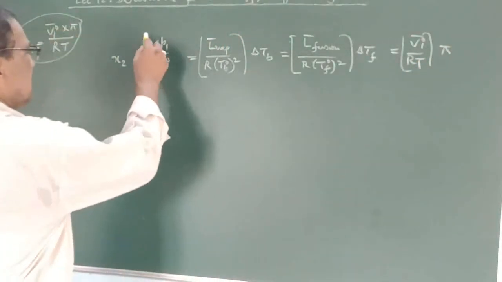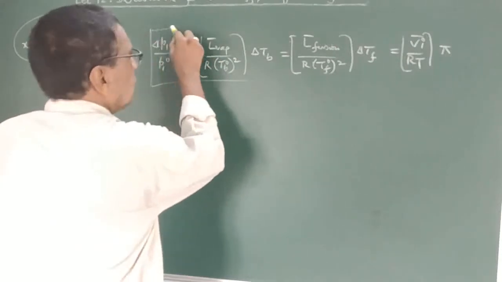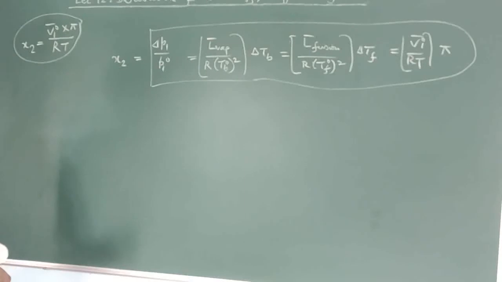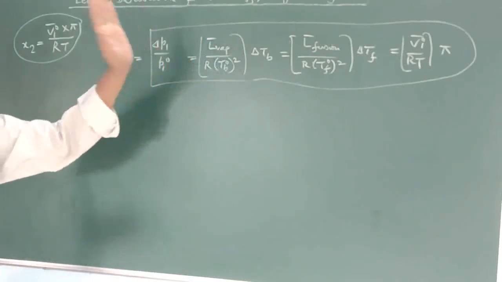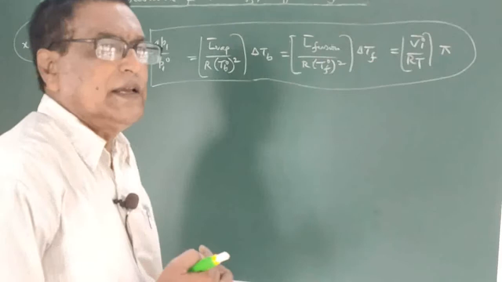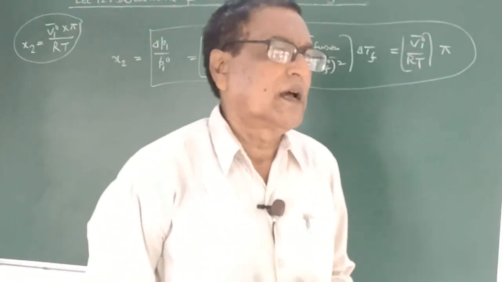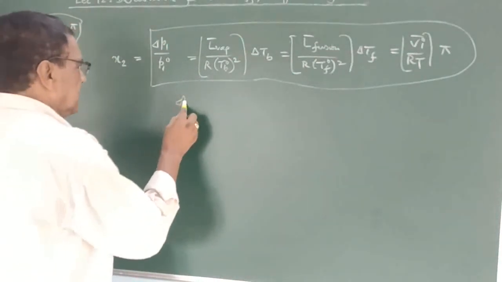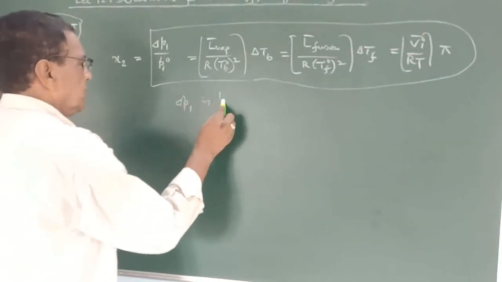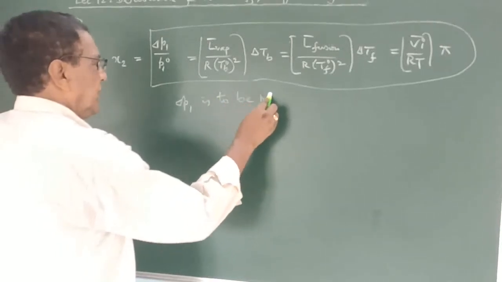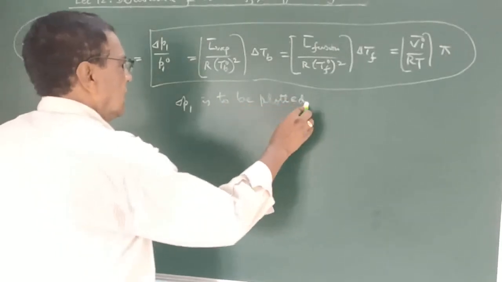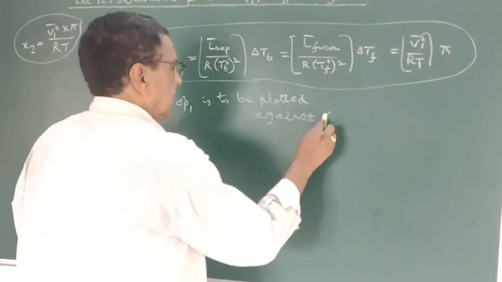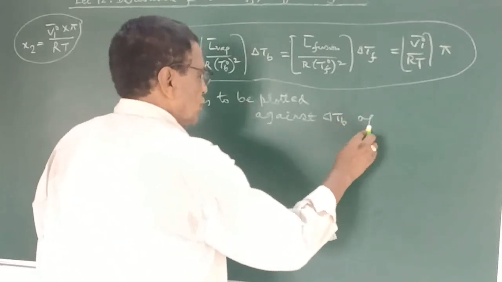So you can see the four different colligative properties are connected by an equation, and if you know one, the others can be determined. In an examination, I have seen one question. They say, suppose delta P1 is to be plotted against delta TB of a solution.